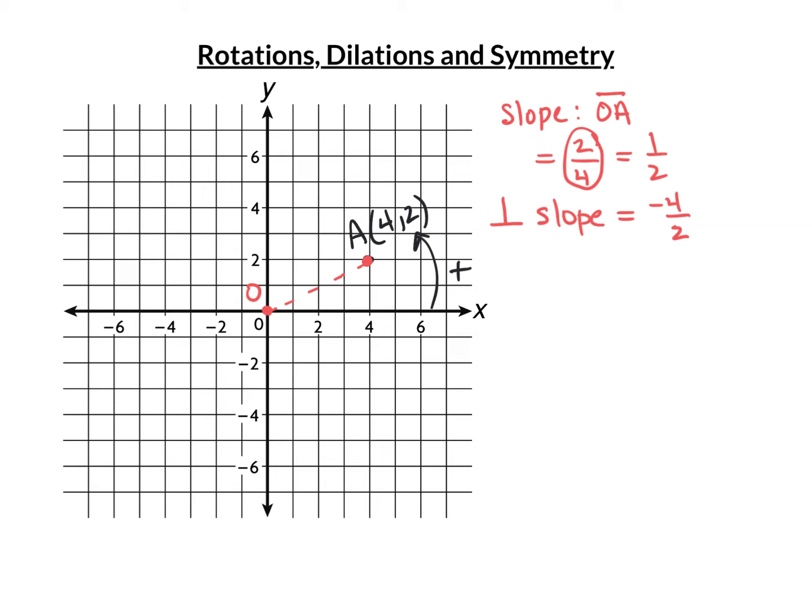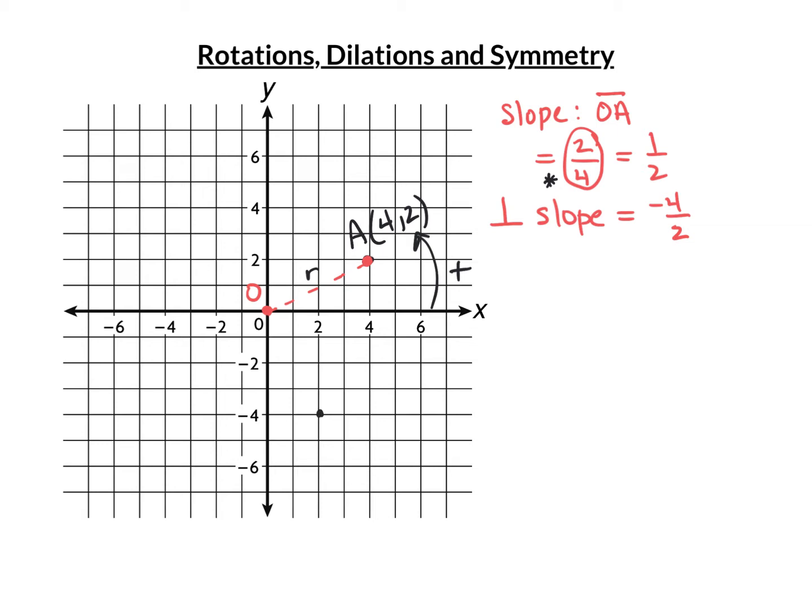To do that, we can use the slope. We see that if we start at the origin, we go up 2 and over 4. Rise over run is 2 over 4, which is 1/2. Now I'm going to stick with 2 over 4 because when I rotate, the distance, that r here, isn't going to change. I'm going to use the slope -4 over 2. So from the origin, I'm going to go down 4 and over 2.